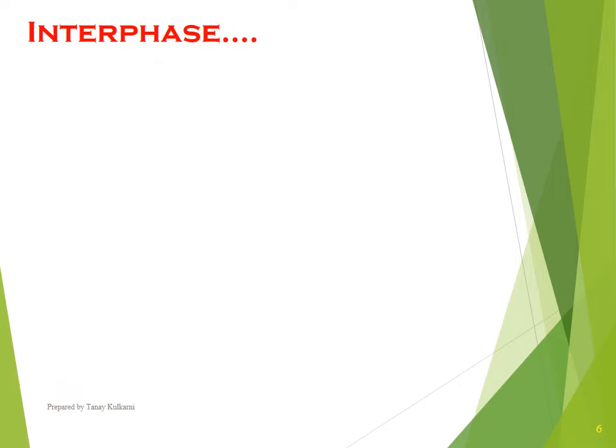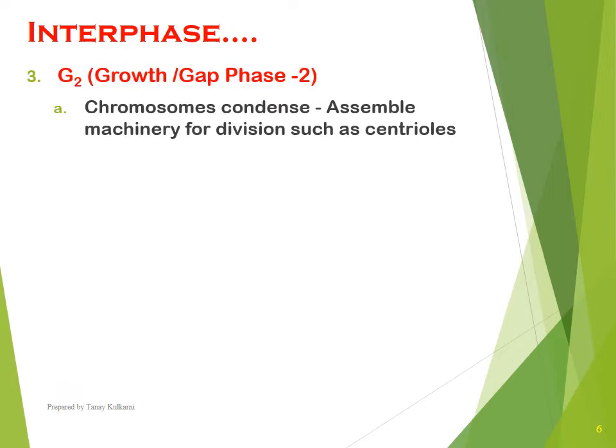Once complete, the cell enters into G2 phase, that is growth 2 phase, where the chromosomes will further condense and the assembly which is required for the initiation of cell division, that is centriole, also divides and the cell is ready for actual division. But why do cells want to divide?